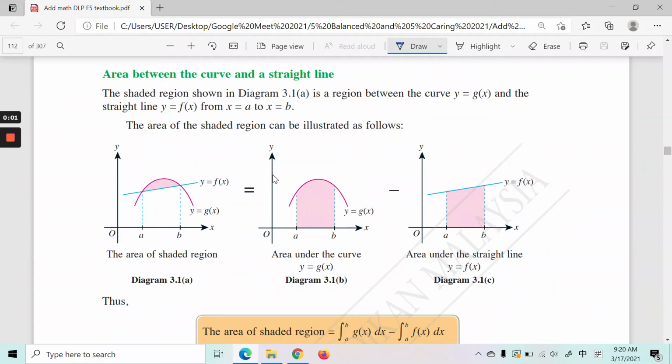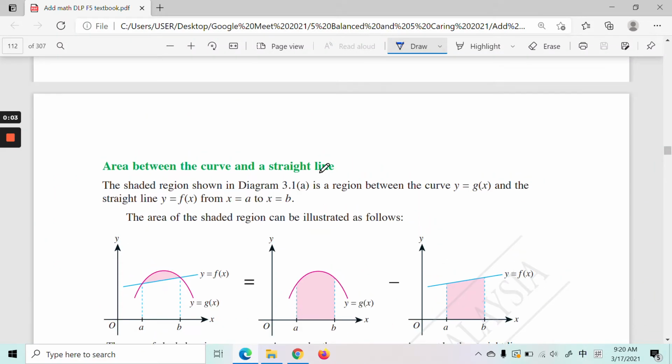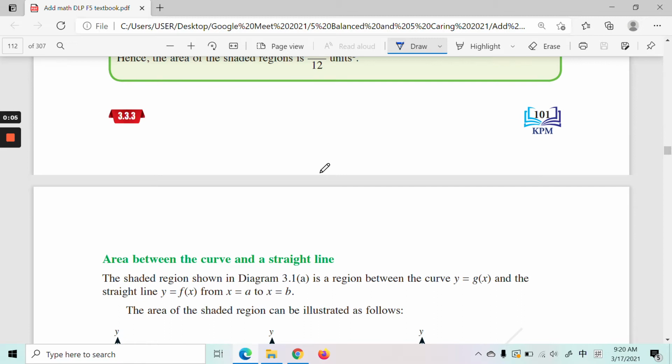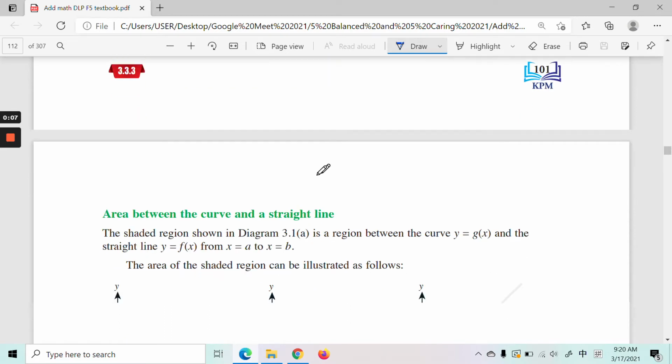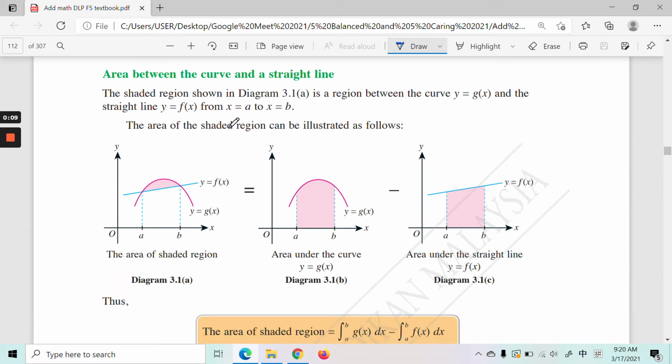Good morning, class. Now we continue this part, area between the curve and the straight line. Look at page 102. Area between the straight line and the curve. So look at this example. The shaded region shown in 3.1a is the region between the curve and the straight line y equals f(x) from x equals a to x equals b.